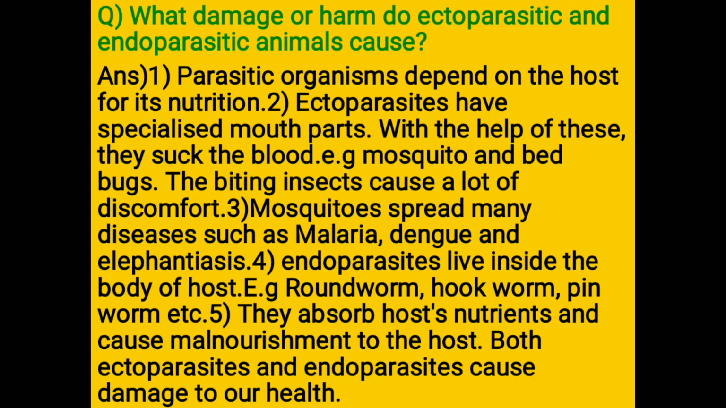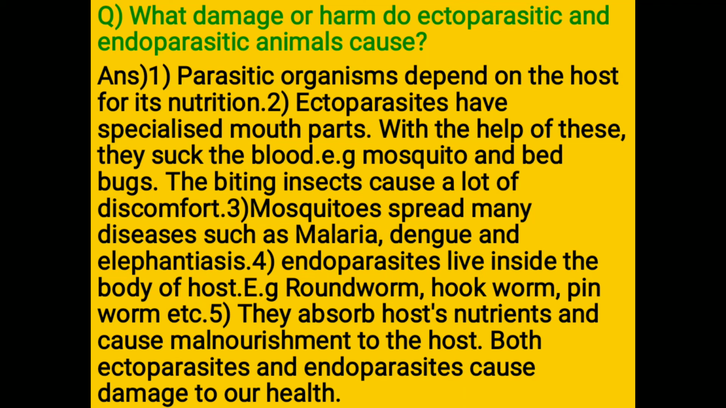What damage or harm do ectoparasitic and endoparasitic animals cause? Answer in points. Number 1. Parasitic organisms depend on the host for its nutrition. Point number 2. Ectoparasites have specialized mouthparts. With the help of these, they suck the blood. Example, mosquito and bedbugs. The biting insects cause a lot of discomfort.